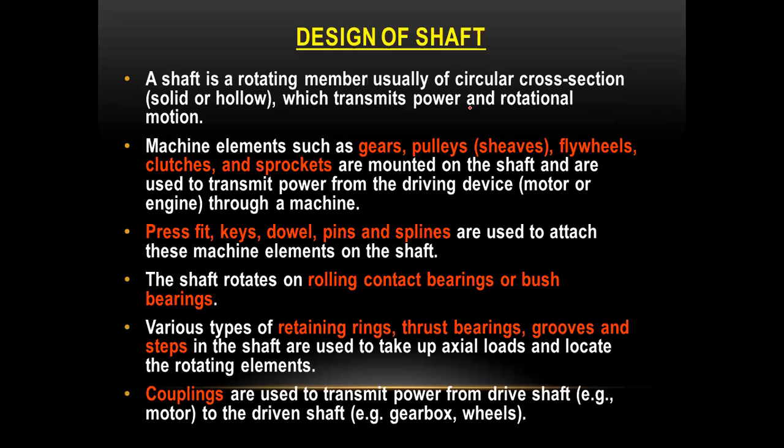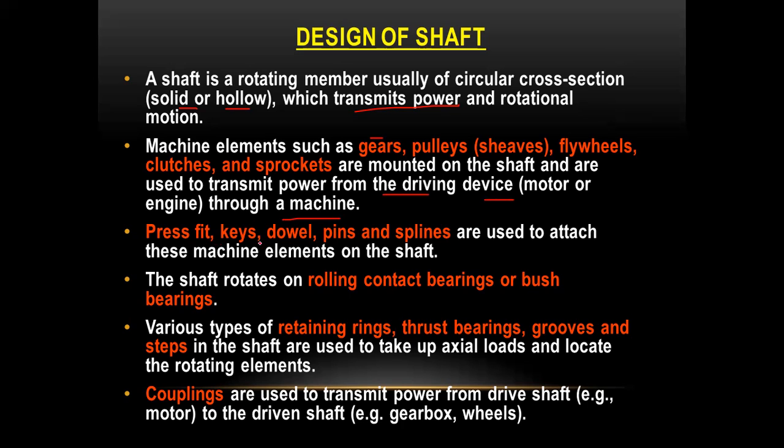Next, the last topic in this unit 4 is design of shaft. What's the meaning of shaft? A shaft is a rotating member, usually of circular cross section, which is solid or hollow, which transmits power from one place to the other place by rotating motion. Machine elements such as gears, pulleys, sheaves, flywheels, clutches, and sprockets are mounted on the shaft and are used to transmit power from the driving device through the machine.